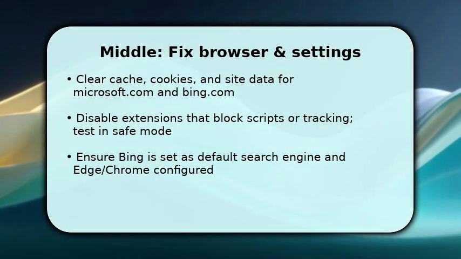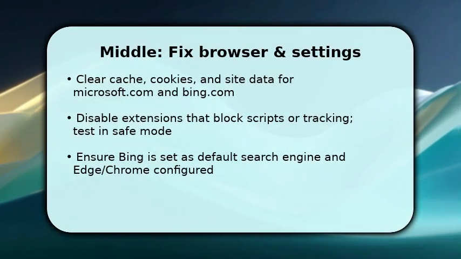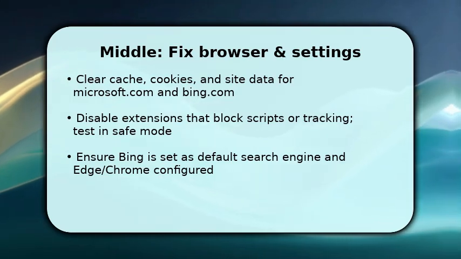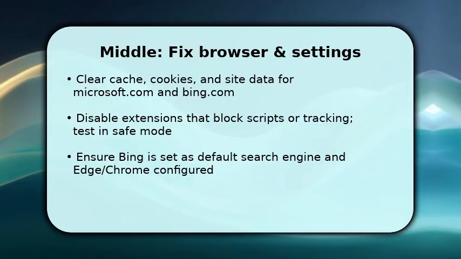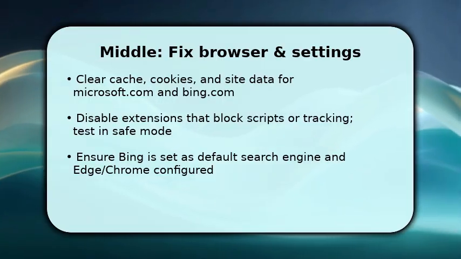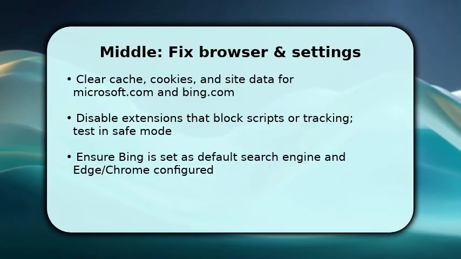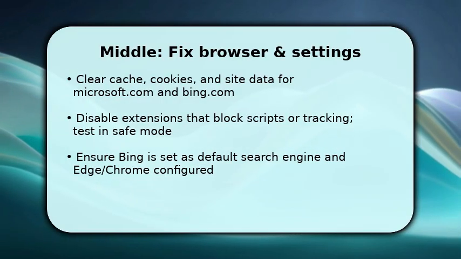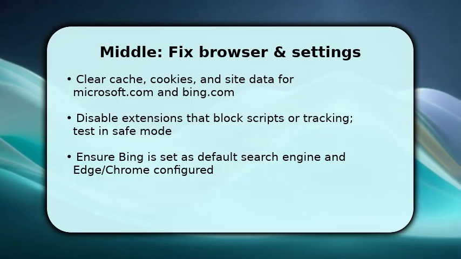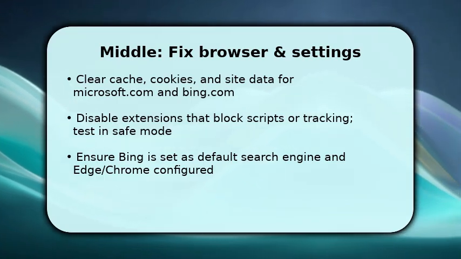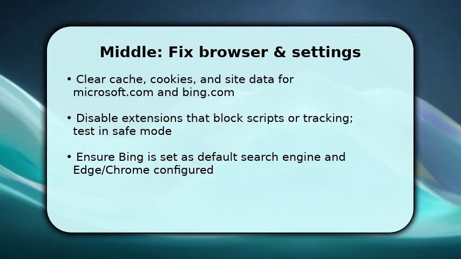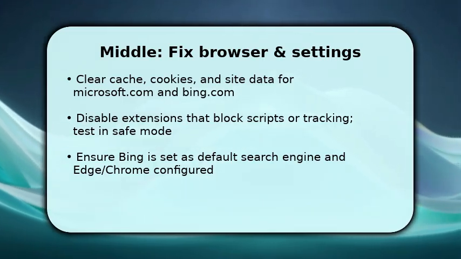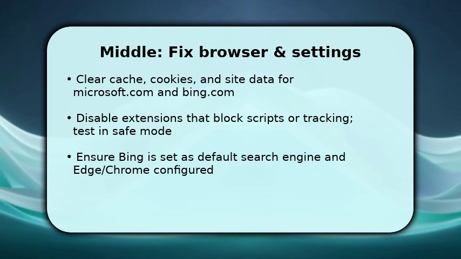Next, you handle the browser layer. Clear cache and cookies specifically for Microsoft.com and Bing.com so stale tokens aren't blocking point registration. Then disable ad blockers, privacy extensions, or script blockers and run a test search. If that works, re-enable selectively. Make sure Bing is set as your default search engine and that any browser that syncs account data is configured. If you use the Rewards app or Edge, sign out and sign back in to refresh the session and tokens.